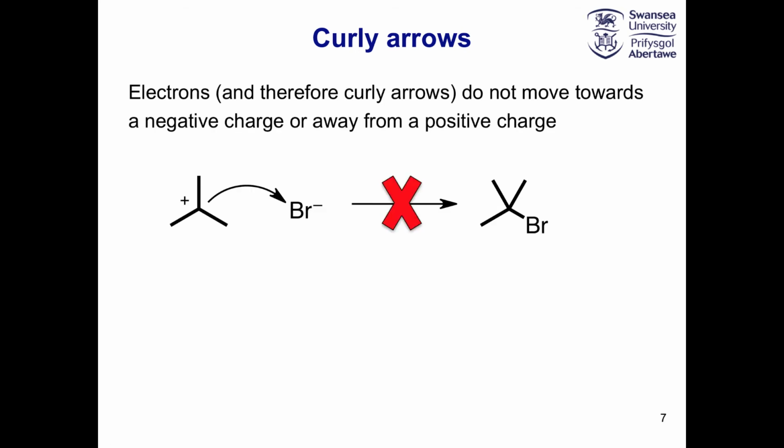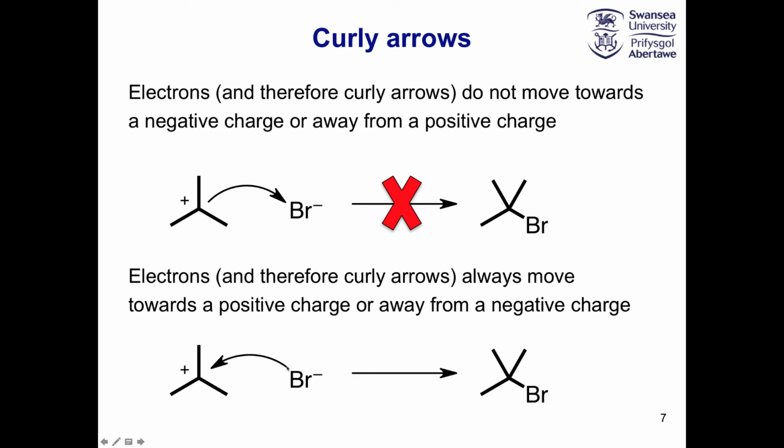Next up, direction. Curly arrows always move from negative to positive, never from positive to negative. A positive charge means the area is electron deficient, so electrons will not move away from it. Therefore, this curly arrow is incorrect. However, to correct it, all we have to do is turn it round. This one is fine, as it shows electrons flowing from the negative area to the positive area, which is what electrons do.